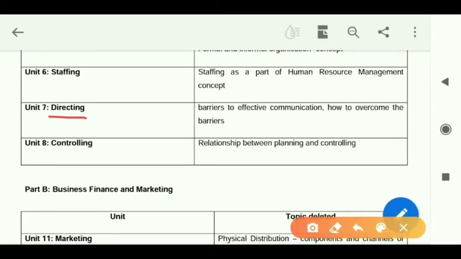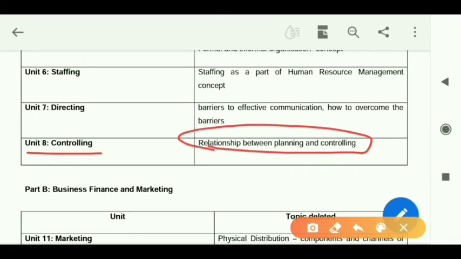In chapter 7, that is directing, we will not study the barriers to effective communication. This portion is removed, and also how we could have overcome those barriers is removed. In chapter 8, that is controlling, we are not going to study the relationship between planning and controlling. Yet, I think it is a little important thing where we need to understand how planning is related to controlling. We can have a brief look at this chapter, not going into the details, but as this topic is a little important, it will add to our concepts. So, we can study this portion.